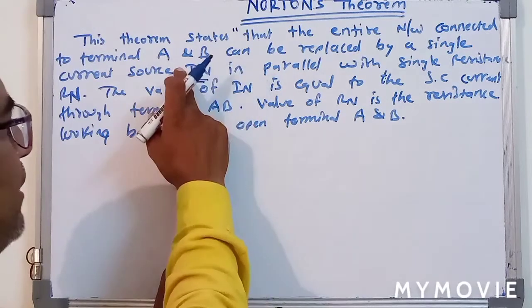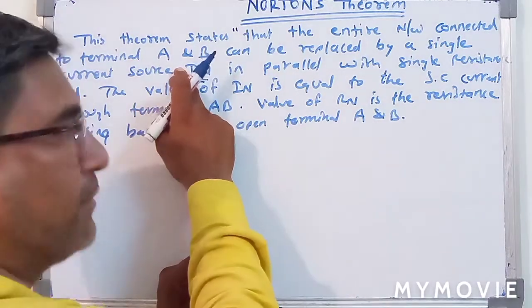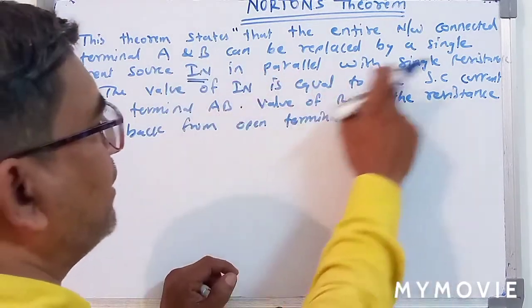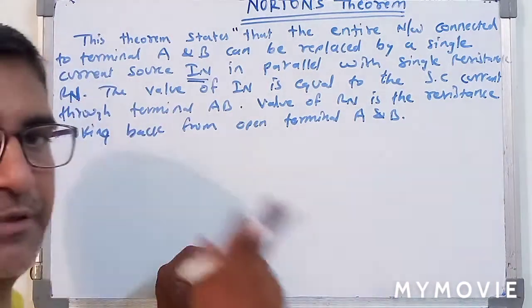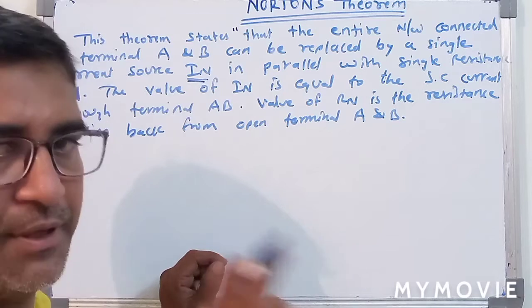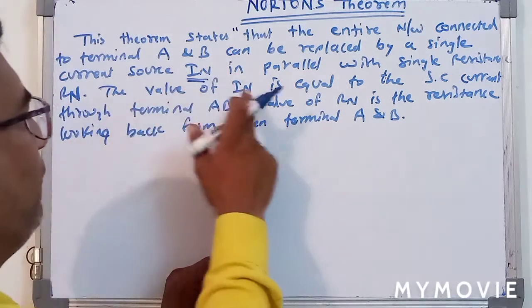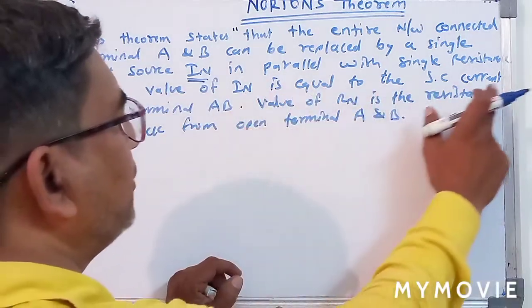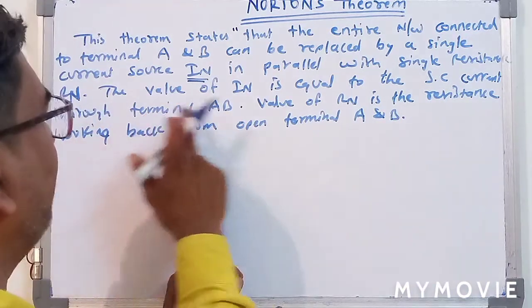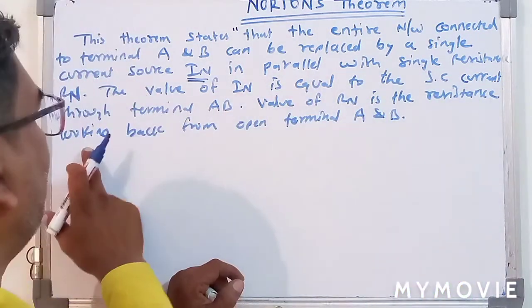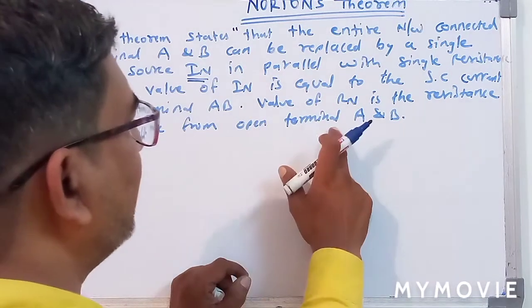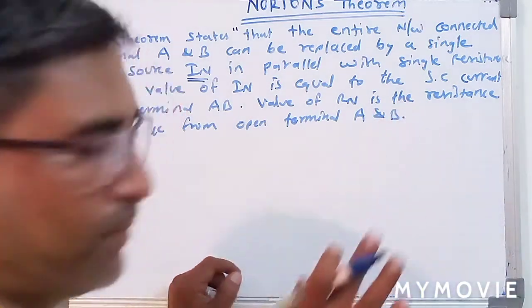IN is the Norton's current, in parallel with a single resistance RN. This RN is nothing but the Norton's resistance. The value of IN is equal to the short circuit current through the terminals A and B. The value of RN is the resistance looking back from the open terminals, that is A and B.